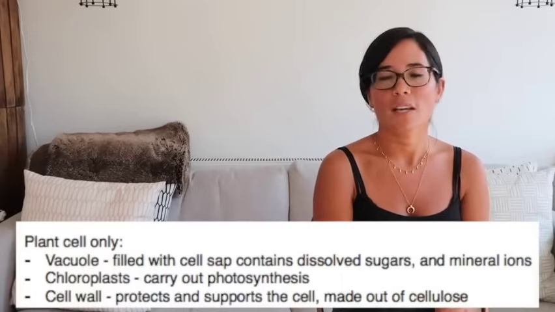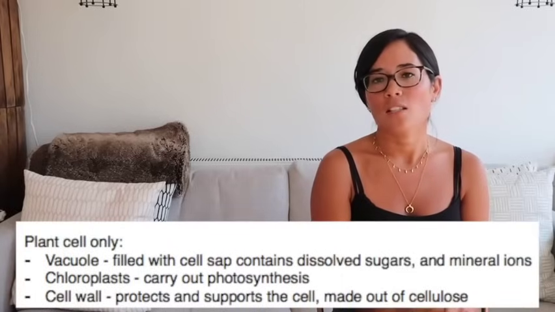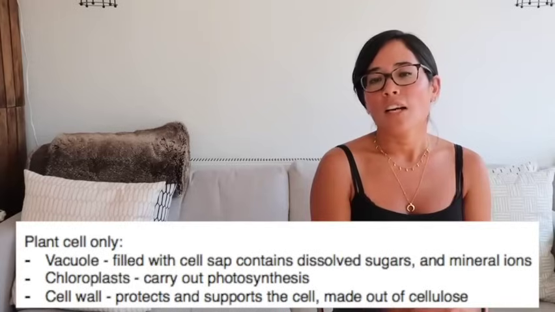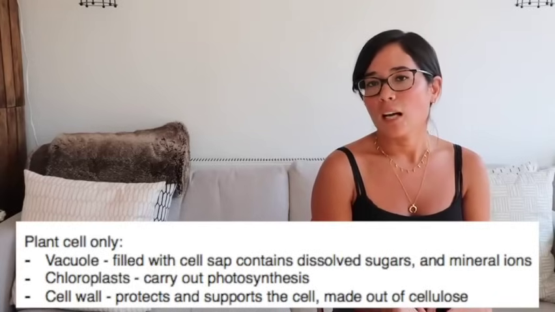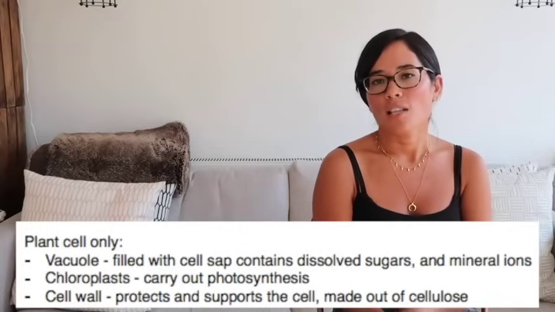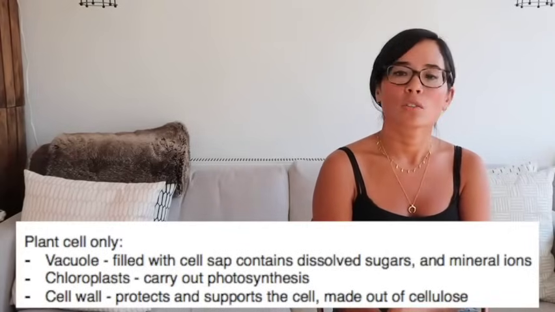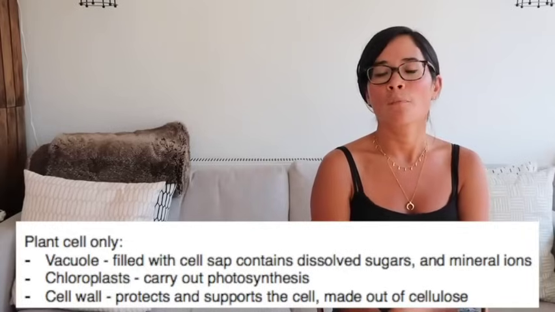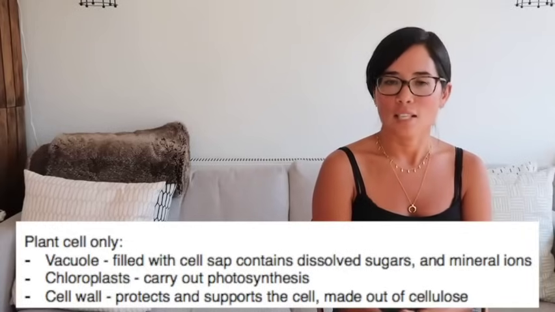Looking more closely at the plant cell now, what is the role of the cell wall? First of all, state that the cell wall is made out of cellulose and that it protects and supports the cell. The vacuole, remember, that's filled with cell sap, which also helps to maintain the structure of the cell. Lastly, chloroplasts, remember they're full of a green pigment called chlorophyll. It gives leaves the green colour, and that's where photosynthesis takes place.